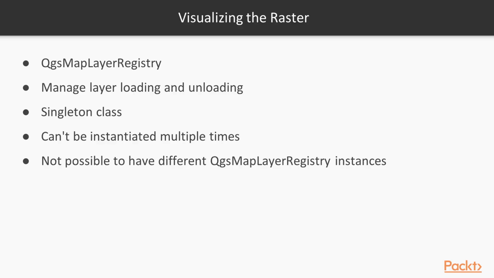Finally, we can visualize the raster using the centralized QGIS layer manager called QgsMapLayerRegistry. This class is like the hub where we can manage layer loading and unloading. It's useful to read the list of its methods in the QGIS API documentation. QgsMapLayerRegistry is a singleton class. This means that it can't be instantiated multiple times like QgsRasterLayer. For example, we can have different loaded raster layers and each one is an instance of the QgsRasterLayer class, but it's not possible to have different QgsMapLayerRegistry instances. This is because it is blocked by code and it's possible to get only the unique instance using the instance method.